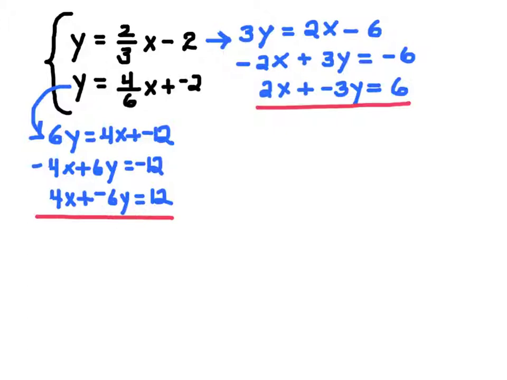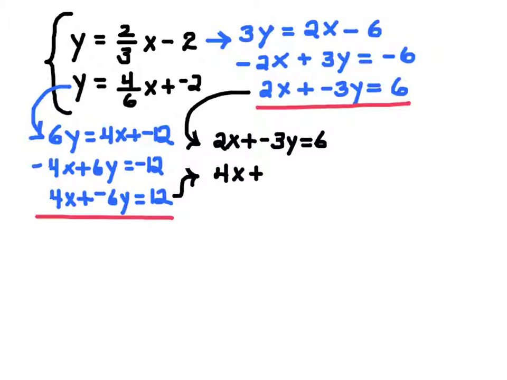All right, now we're ready to stack these two as a system of linear equations. Our first equation is 2x plus a negative 3y is equal to 6. And our second equation is 4x plus a negative 6y is equal to 12. And I'm going to put a brace on the left-hand side because this is a system of equations.